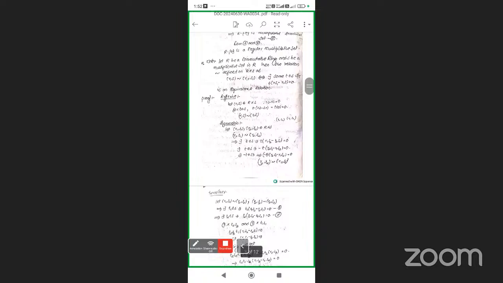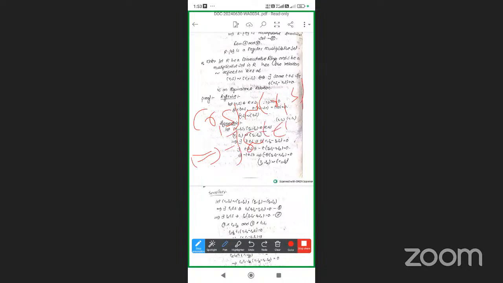Now, let R be a commutative ring and S a multiplicative set in R. Then define a relation on R cross S: (r, s) is equivalent to (r1, s1) if and only if there exists some t belonging to S such that t(rs1 minus r1s) is equal to 0. This is an equivalence relation.